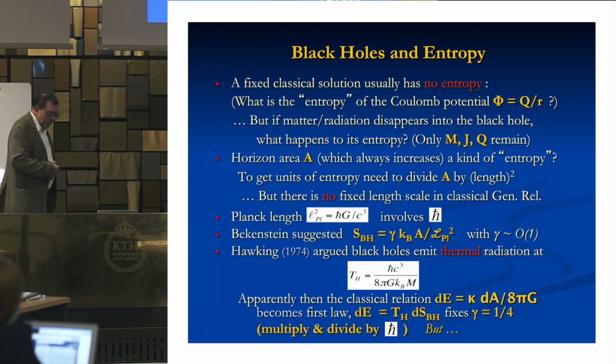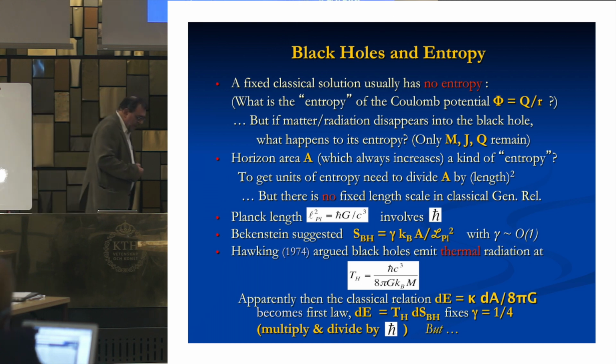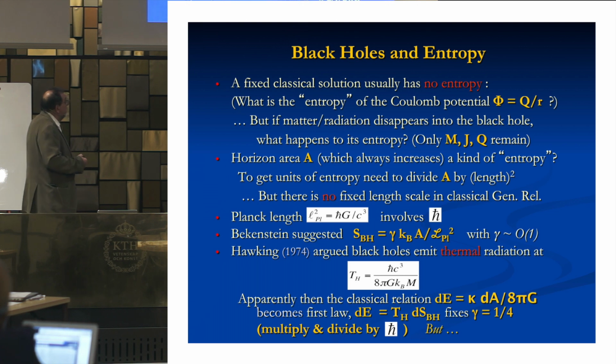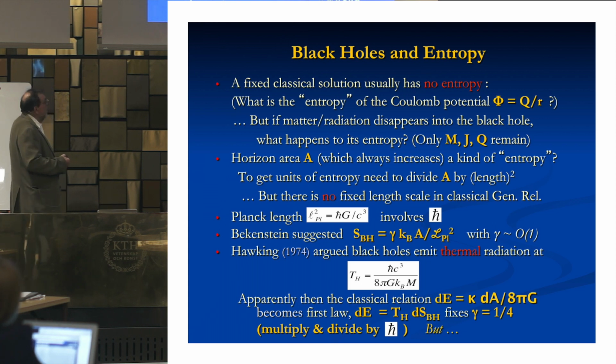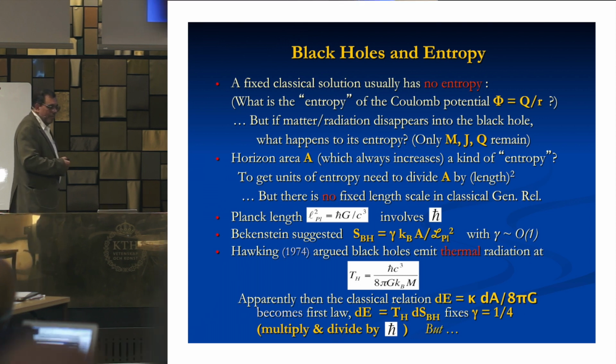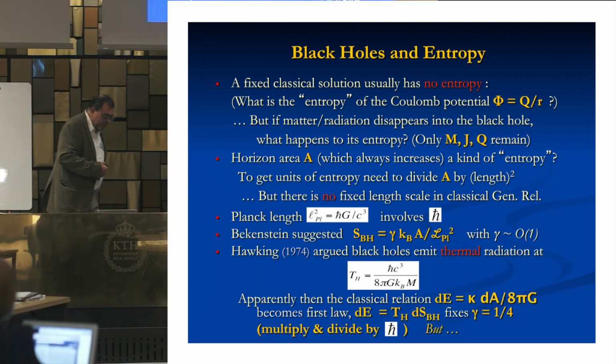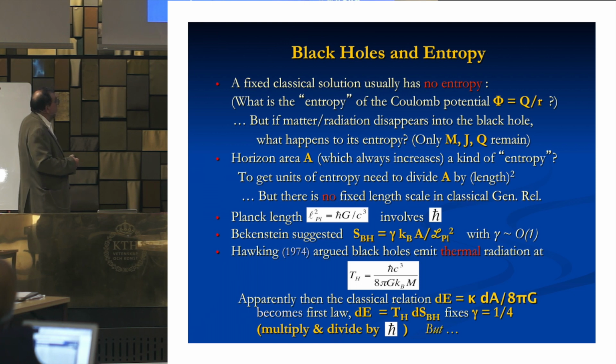And Bekenstein, of course, suggested, it's too bad that he passed away just before this meeting, but he suggested this very novel idea that the area should be associated with entropy, based basically on classical ideas about the increase of the area from dropping in classical matter. Area is always going to increase.